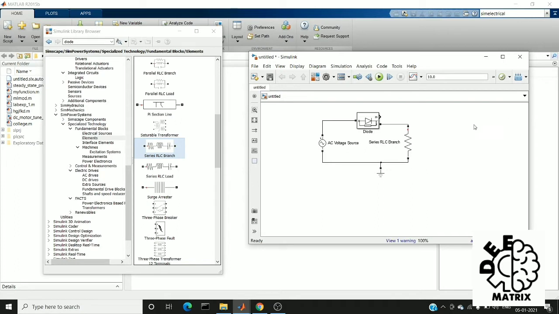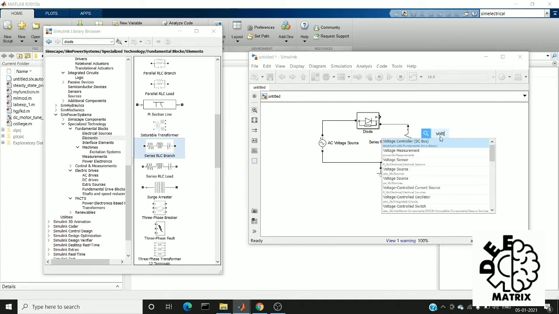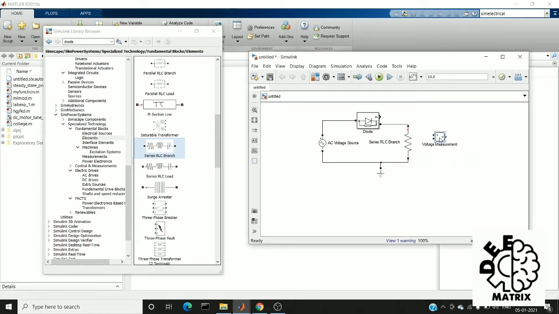Next, I need a voltage measurement in order to find the voltage across the resistor. It contains two sides, positive and negative. I'm connecting this positive side to the positive side of the resistor, and the negative side to the negative side of the resistor. I'm giving this output to the scope.